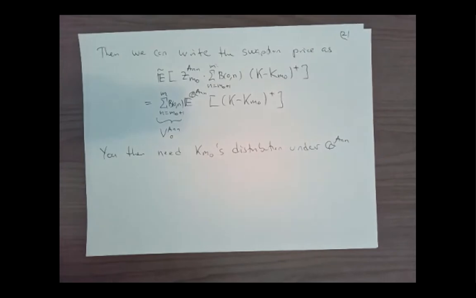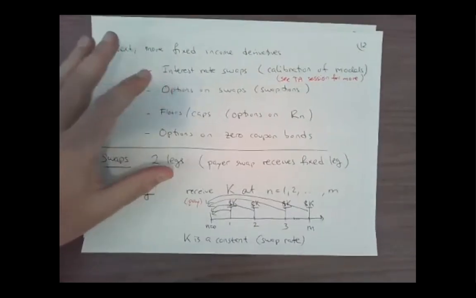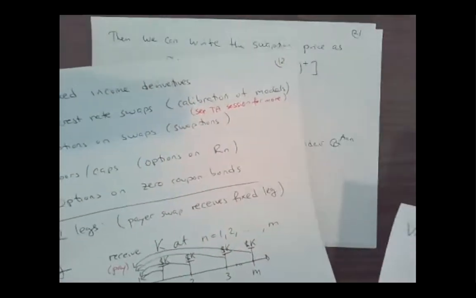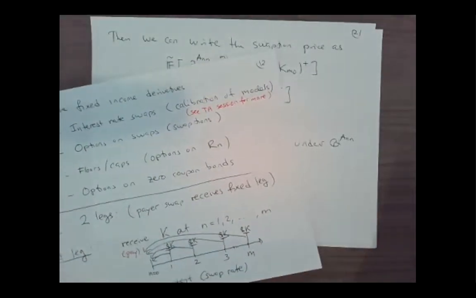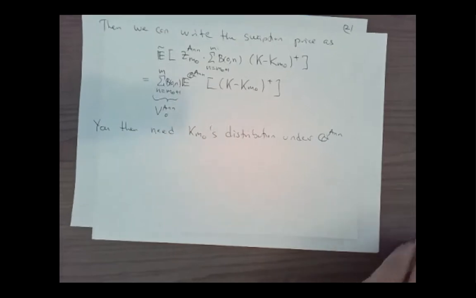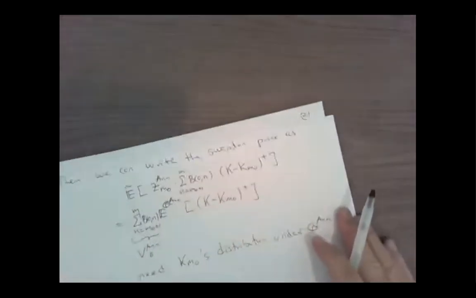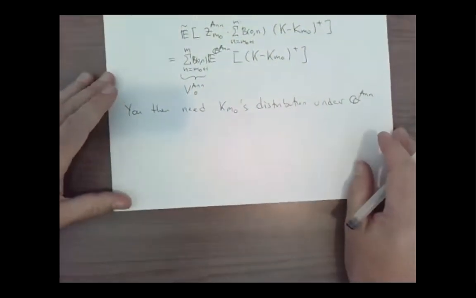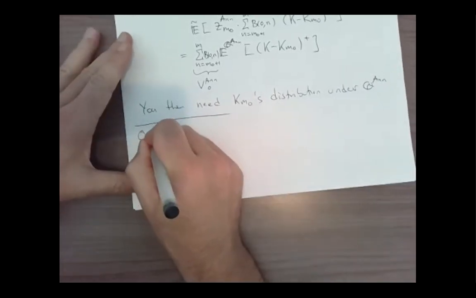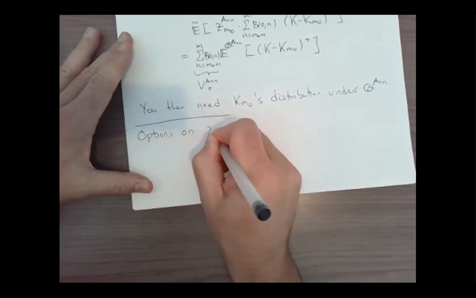We did options down here. So we have floors and caps, and we have options on zero coupon bonds that are left, and we've got about half an hour left. So I think we can get through it. Let's do options first. Let's do options on zero coupon bonds.